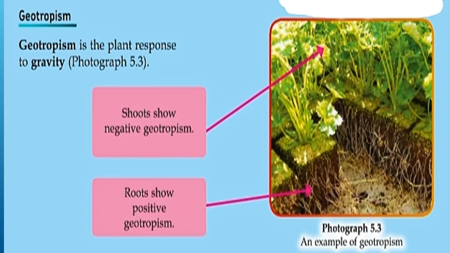Second one is geotropism. Geotropism is plant response to gravity. This is an example of geotropism. Shoots show negative geotropism because they grow upward. They do not grow towards gravity, they grow opposite of gravity. So we call that negative geotropism for shoots. For roots, they show positive geotropism because the growth of the roots is towards gravity. So this is an example of geotropism.